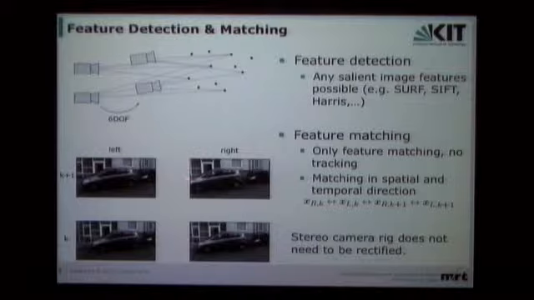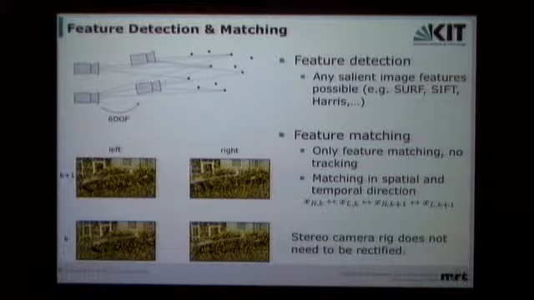And the first step consists of detecting features in all of these four images. So if this is a current image and this is a previous image, then a feature detector is run on all these images, and there are a variety of different image interest point detectors, something like SURF or SIFT or Harris, and there are many more.